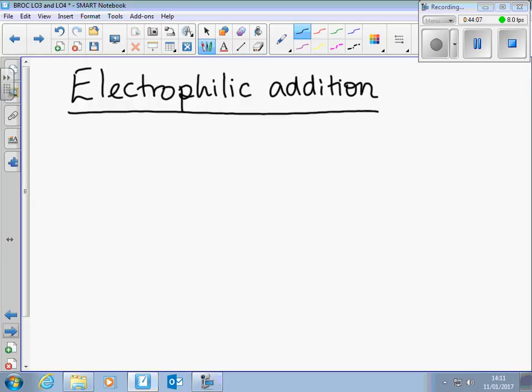It starts off then with this idea of the double bond, and electrophilic addition is often going to happen at double bonds. Double bonds are a very common reactive site in organic molecules. So organic molecules that contain carbon-carbon double bonds are going to be very vulnerable to this addition process.